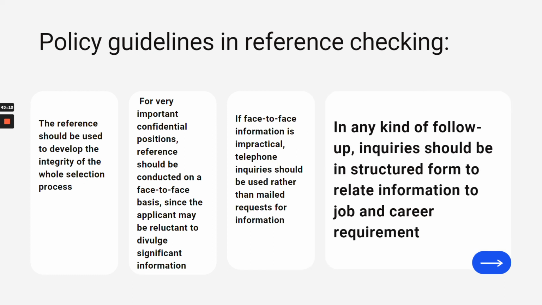And then the fourth one, any kind of follow-up inquiries should be in structured form to relate information to job and career requirements. So your questions should already be structured, like a checklist, where they can just mark that the applicant is okay or is not this way.